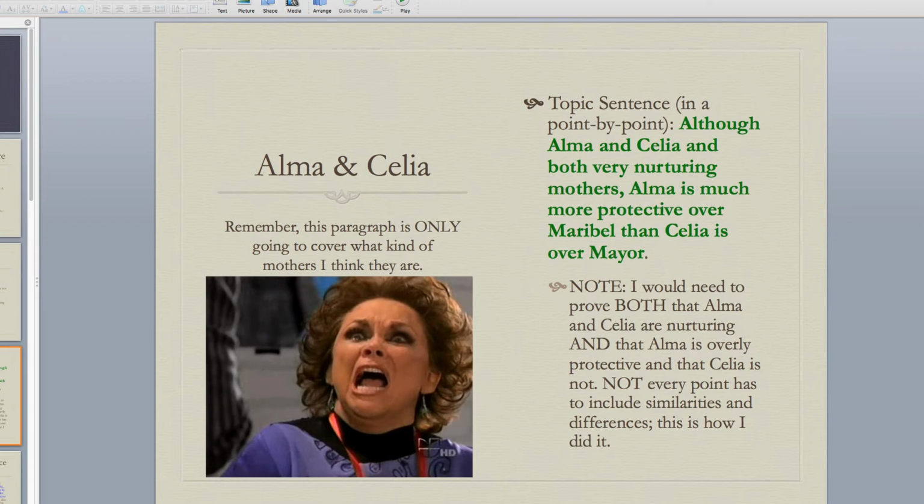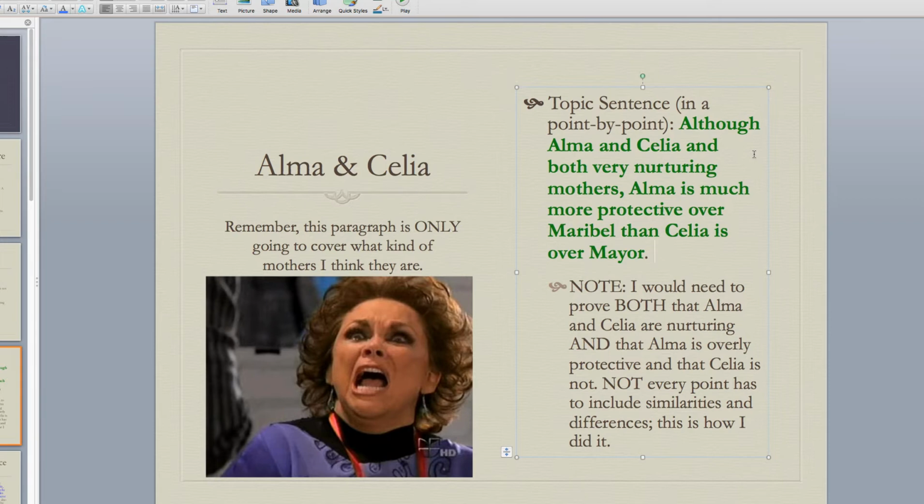So, what I'm going to do is just pretend that I am going to write one body paragraph. That's all I'm going to do, just to show you an example of how I would actually develop this paragraph. I came up with a rough topic sentence here. Again, as I mentioned, I'm talking about their mothering skills. The way that I have structured this topic sentence says, although Alma and Celia are both very nurturing mothers, Alma is much more protective over Maribel than Celia is over Mayor.